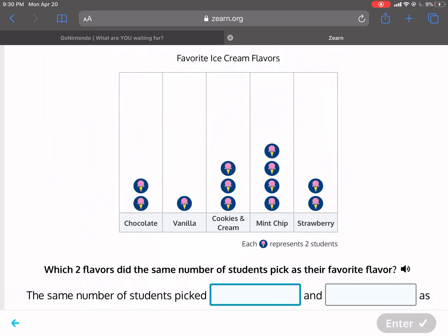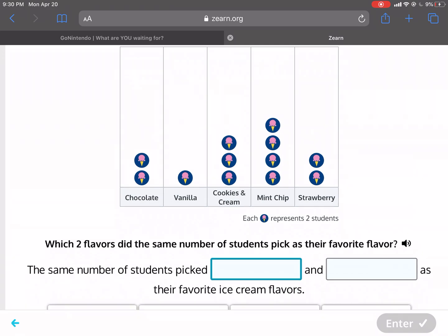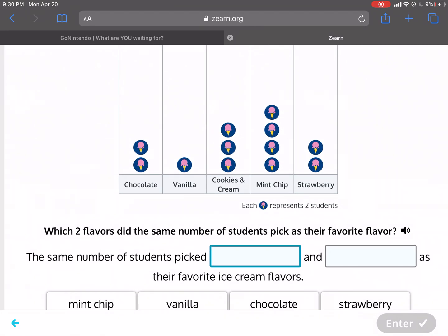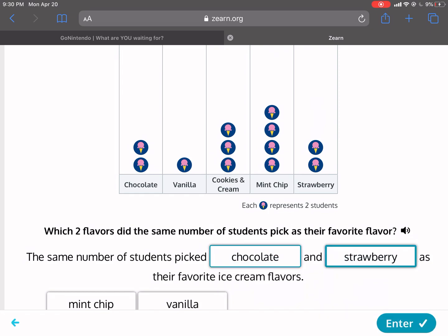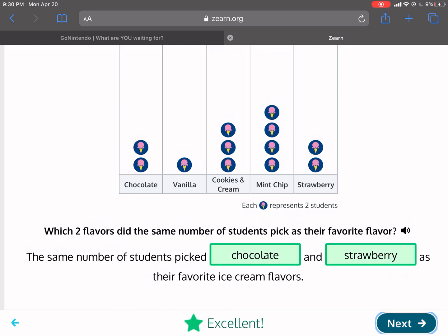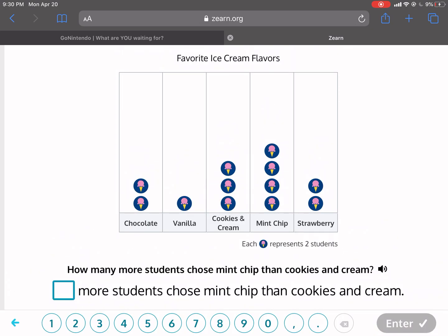Which 2 flavors did the same number of students pick as their favorite flavor? The same number of students picked chocolate and strawberry as their favorite flavor because they both have 2 ice cream cones. How many more students chose mint chip than cookies and cream? All right, so 8 students chose mint chip and 6 students chose cookies and cream. 8 take away 6 equals 2. 2 more students chose mint chip than cookies and cream.